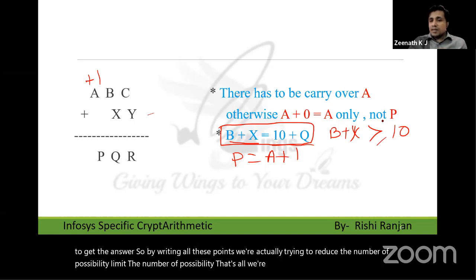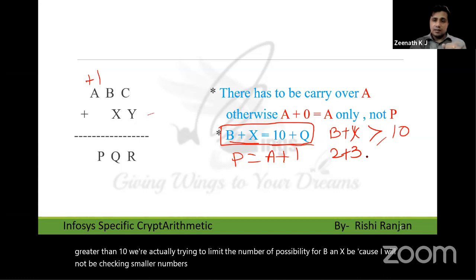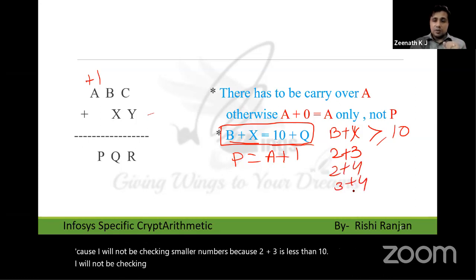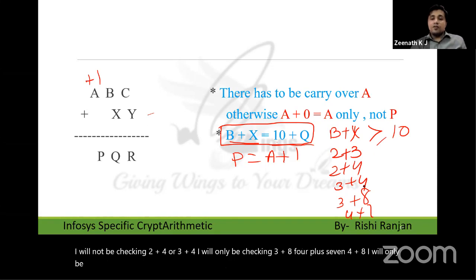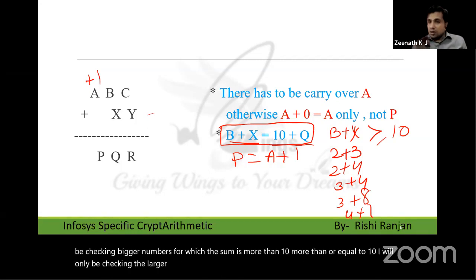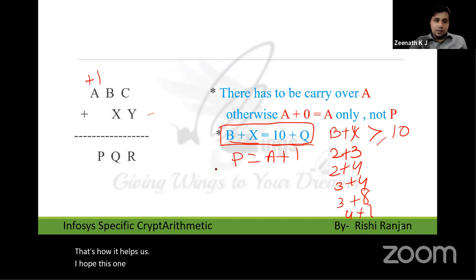So when we write B plus X greater than 10, we are actually trying to limit the number of possibilities for B and X, because I will not be checking smaller numbers, because 2 plus 3 is less than 10. I will not be checking 2 plus 4 or 3 plus 4. I will only be checking 3 plus 8, 4 plus 7, 4 plus 8. I will only be checking bigger numbers for which the sum is more than or equal to 10. I will only be checking the larger sums, not the smaller possibilities. That's how it helps us. I hope this one is clear. Let's move on.